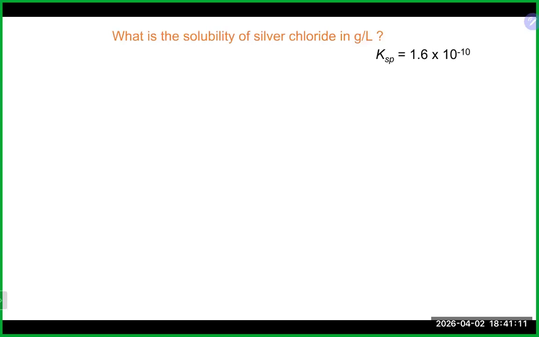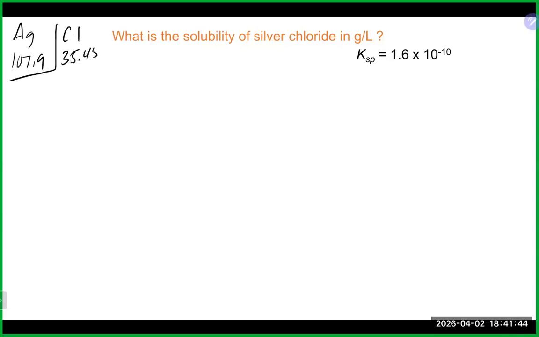Yeah. So why don't you try one here? What is the solubility of silver chloride in grams per liter? So give it a go, see what you come up with. I'm thinking you might need an ICE table on this one, perhaps. And let me give you some numbers from the periodic table. Silver, I think it's 107.9, and chlorine is 35.45. All right, so take a few moments there to see what you come up with here.